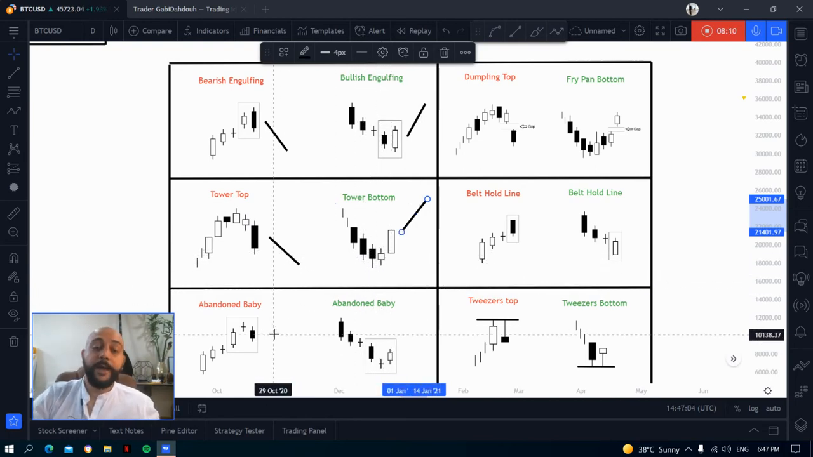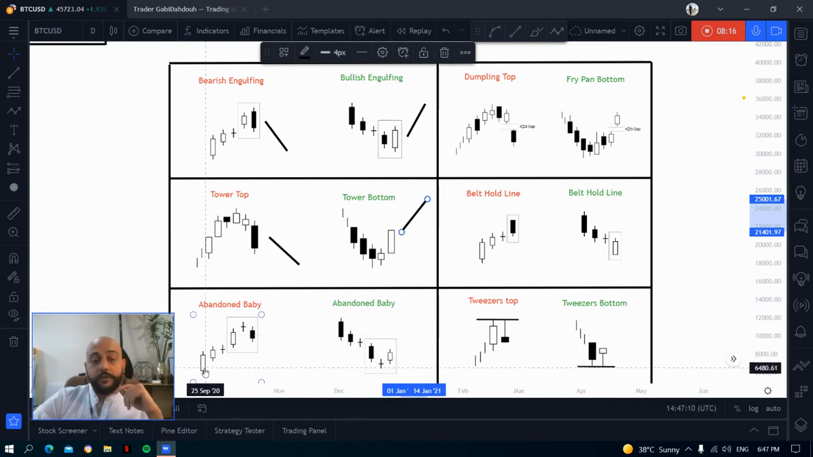Now, abandoned baby has two types. It has a bullish type and it has a bearish type. It's a 3-day pattern, remember that? And you can always save this type of picture to remember which pattern you can see on the chart and try to identify it until you get used to it, until you have them memorized in your head.